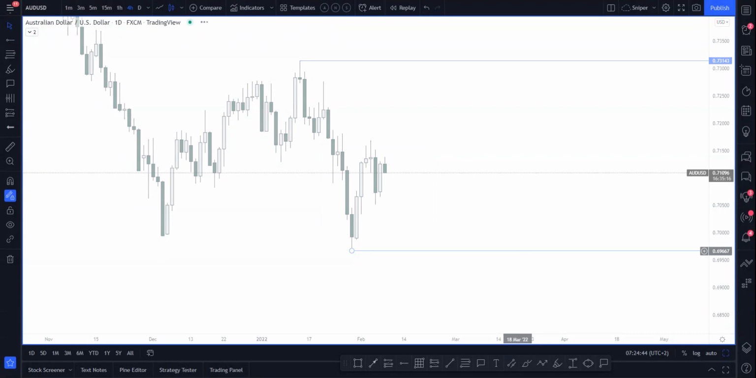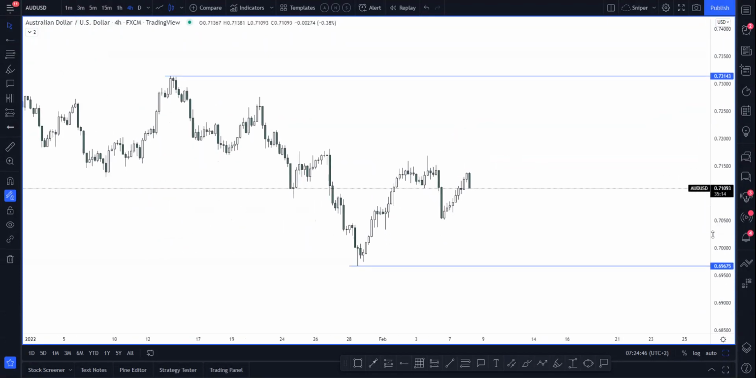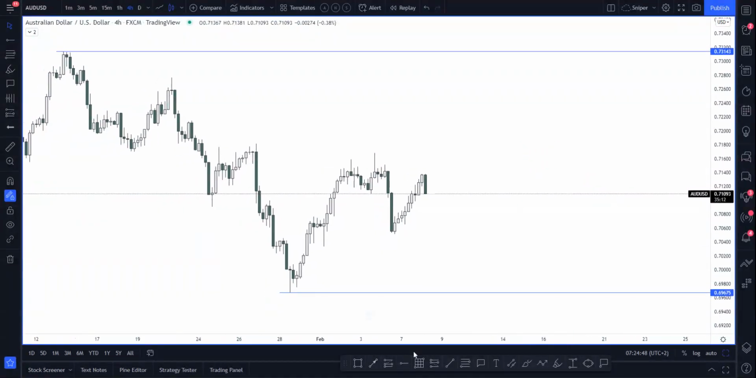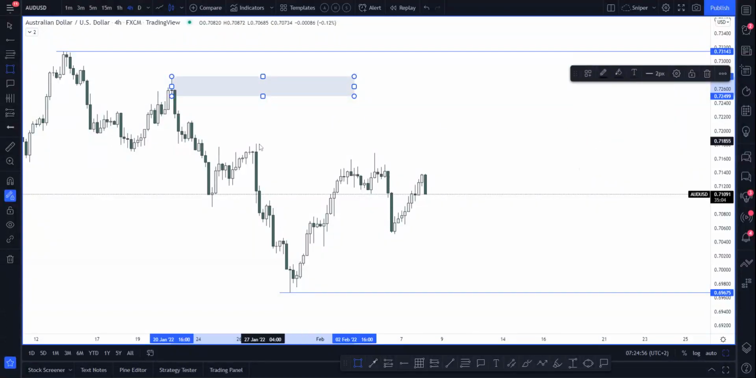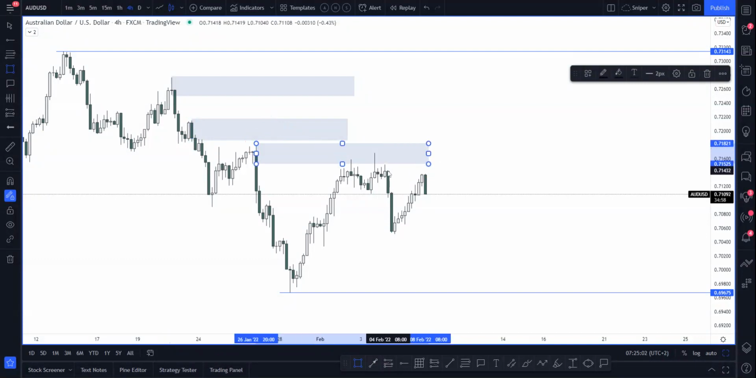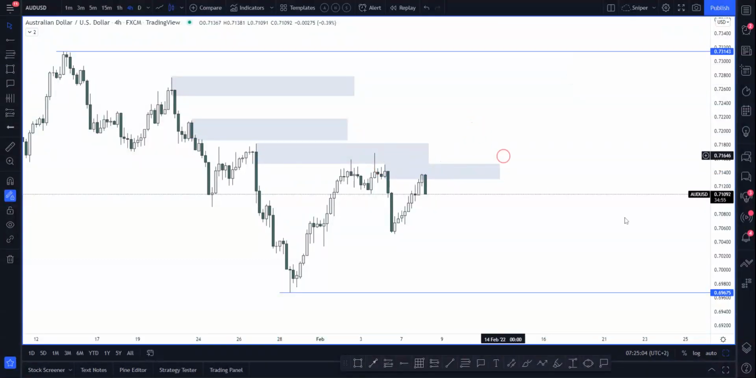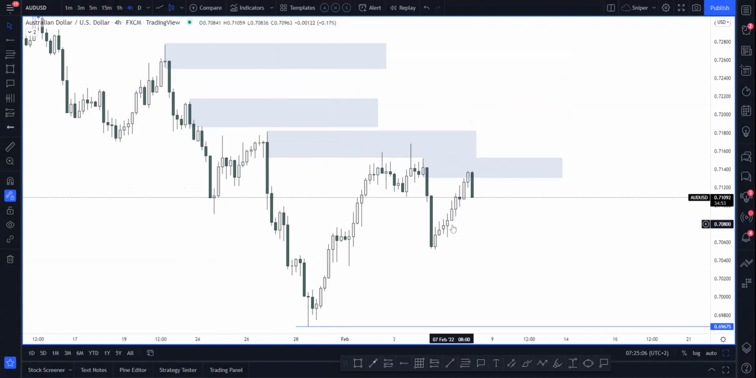So let's take this down to the 4 hour. Then on the 4 hour, we're looking at how price is moving towards the downside. So first of all, let's just mark out this level of supply. And then this one. And then let's do this one. Let's do this one. So why did I mark all of those?